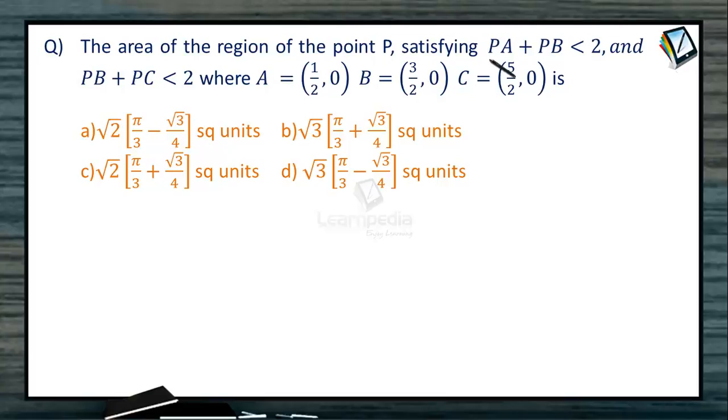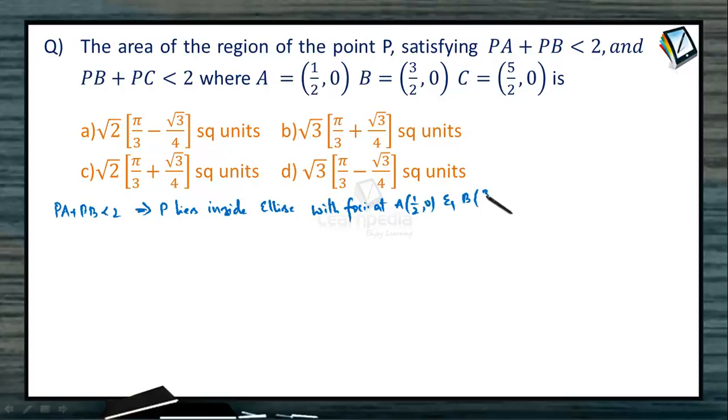Now, first let us identify the region defined by PA plus PB less than 2. Clearly, it is the region inside an ellipse, because PA plus PB equal to 2 would give us the ellipse equation whose foci are A and B. So when PA plus PB is less than 2, P lies inside the ellipse with foci at A (1/2, 0) and B (3/2, 0). This is an ellipse having its foci at A and B.